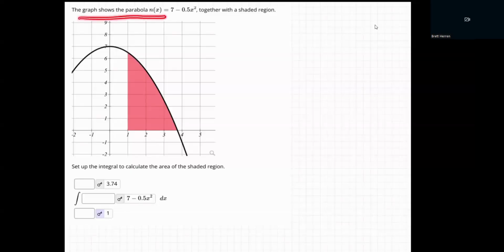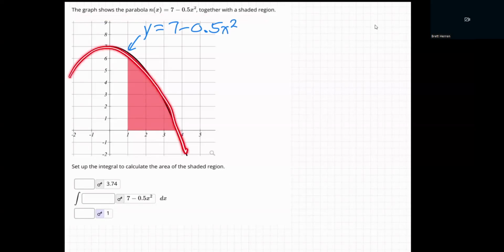The graph shows the parabola n of x equals 7 minus 0.5x squared together with the shaded region. So this parabola right here is y equals, or n of x, whatever, doesn't matter, 7 minus 0.5x squared. That's the equation of that parabola. It's a U shape upside down. That's why it has a negative x squared, right? X squared is a U shape parabola, and it's negative, which means the parabola is going down.